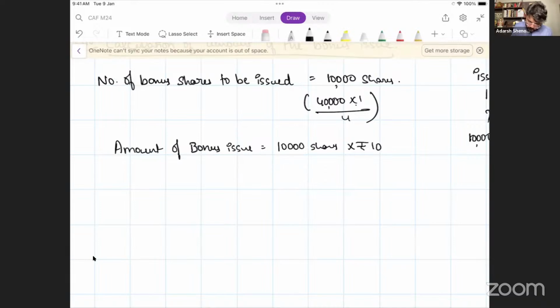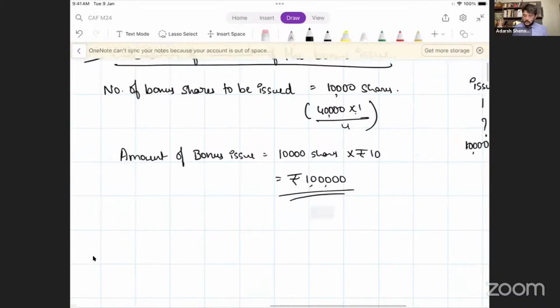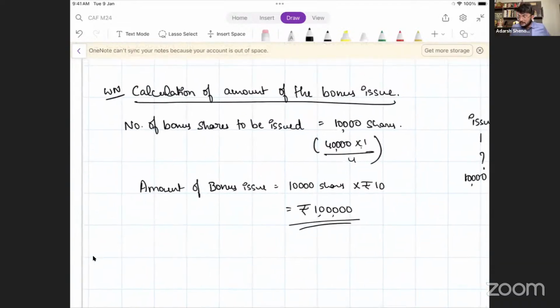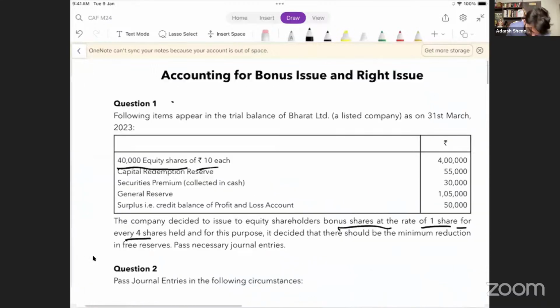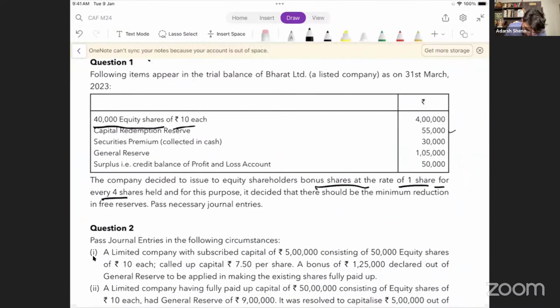So now I will need 1 lakh worth of reserves, because bonus issue is made out of reserves, right? By capitalizing reserves. So I will need rupees 1 lakh worth of reserves to issue bonus shares. Let's see if we have that many reserves. Let's analyze what reserves we have. So we have capital redemption reserve, security premium, general reserve, and surplus, that's the P&L account. So we have four reserve accounts.